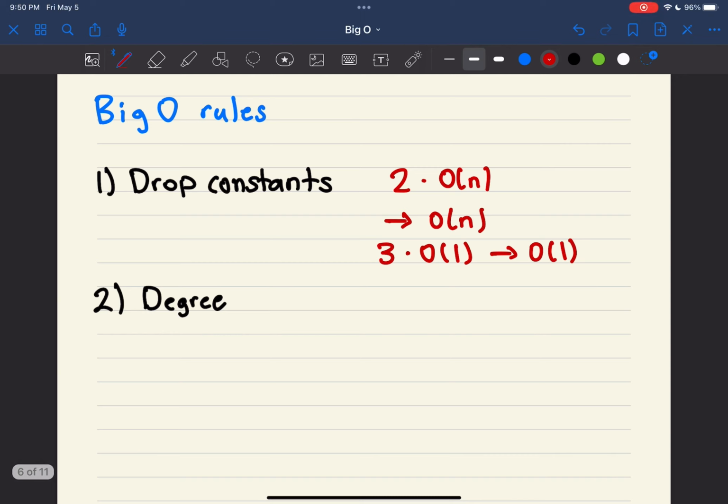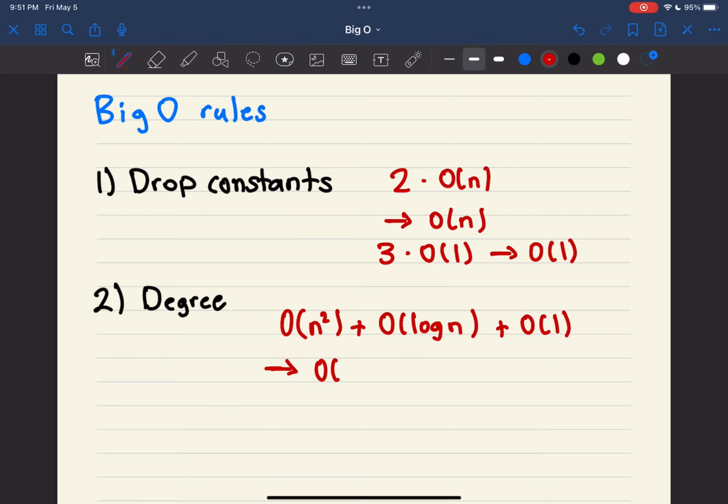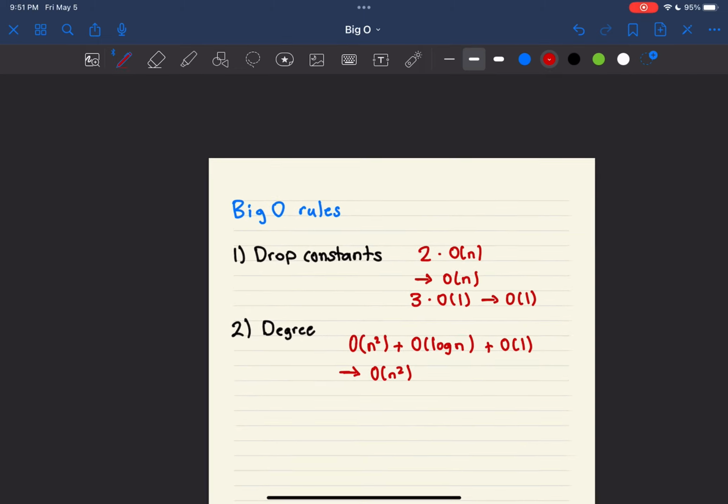Another thing is the degree. So if we have multiple big O's, for example, O of n squared plus O of log n plus O of 1, the big O for this algorithm would just be O of n squared, since we look at the big O with the highest power.